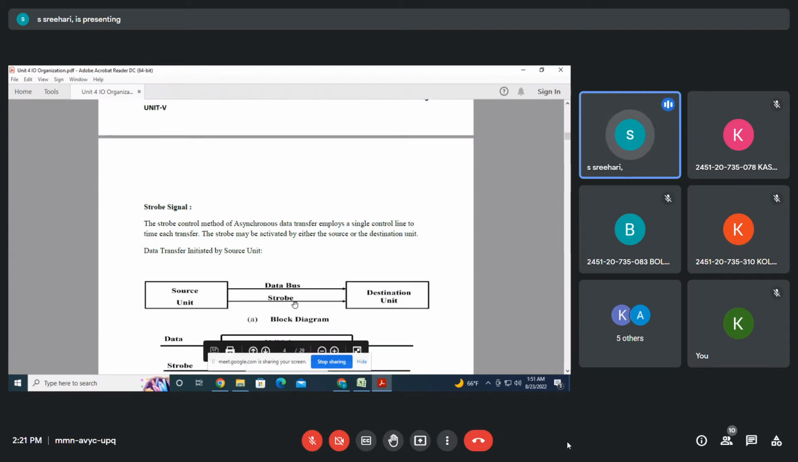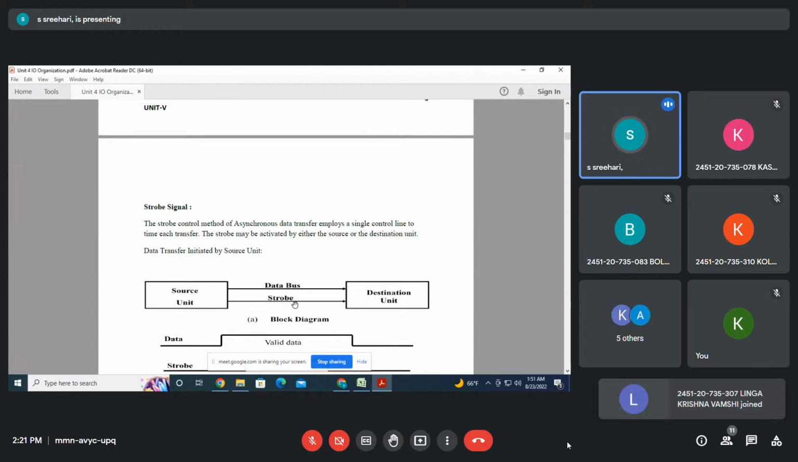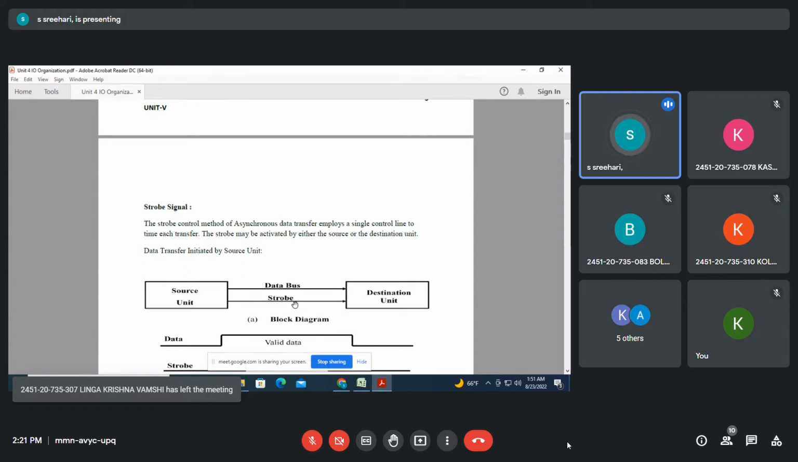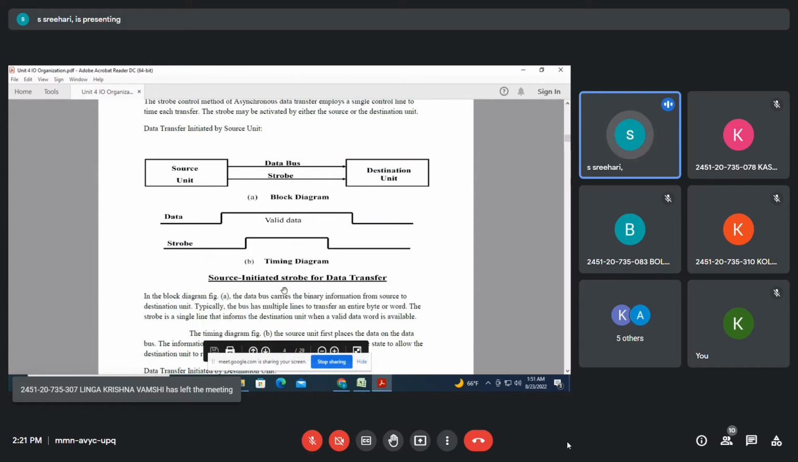The strobe signal is nothing but an indication that the data is available on the data bus. That intimation is sent through the strobe signal. So there are two signals: one for the data bus, and one more for the strobe. We are going to have two kinds again, source initiation and destination initiation. Which one is initiated first, that we are going to take first.